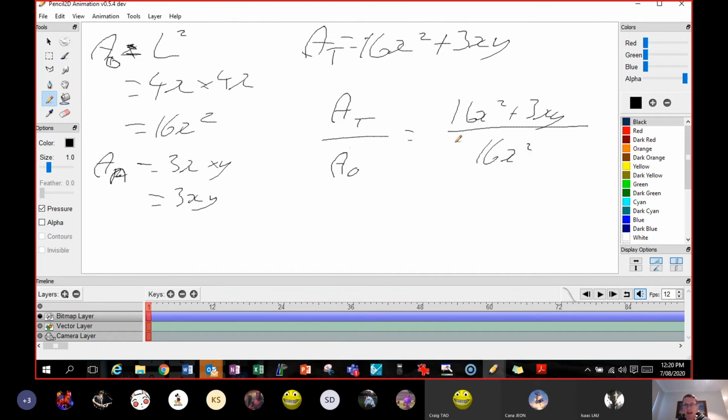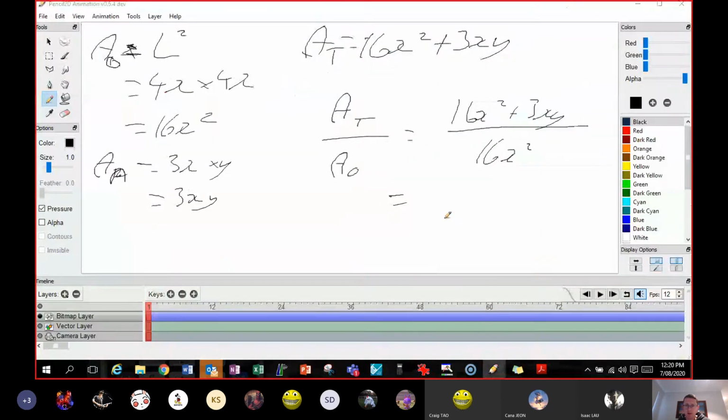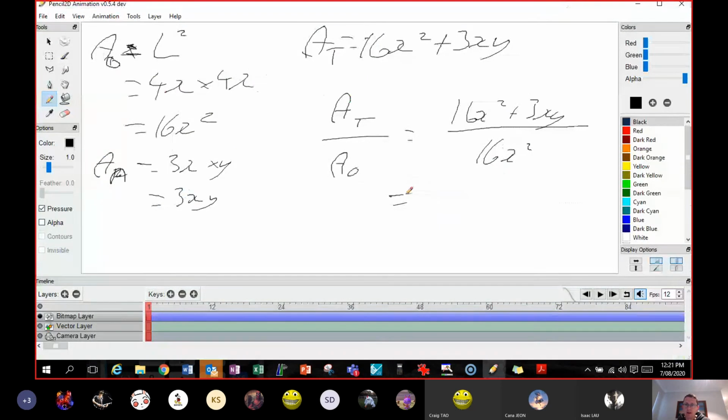Now this is tricky. I can't cancel out that one with that one because it doesn't really work. I could separate these though, but I think they just want it as a fraction, right? Simplify your answer as much as you can. Write the new area as a fraction of the other one. So if I could simplify this, I can take out x from here. I can't really take out 16, so I think I've done this one wrong.